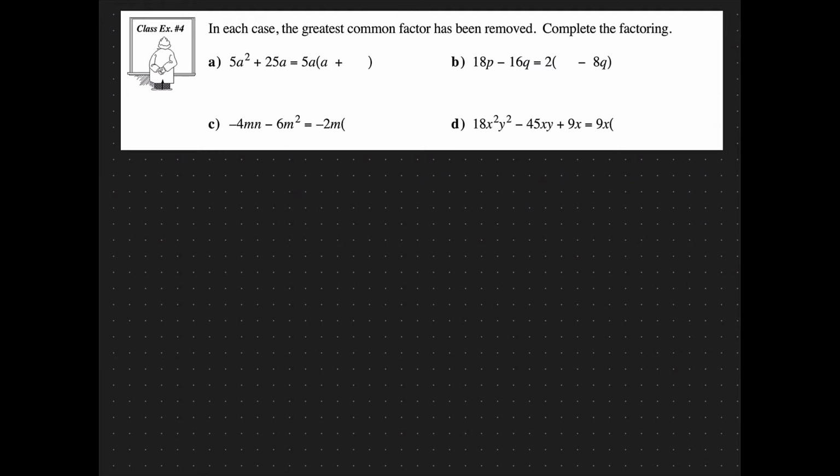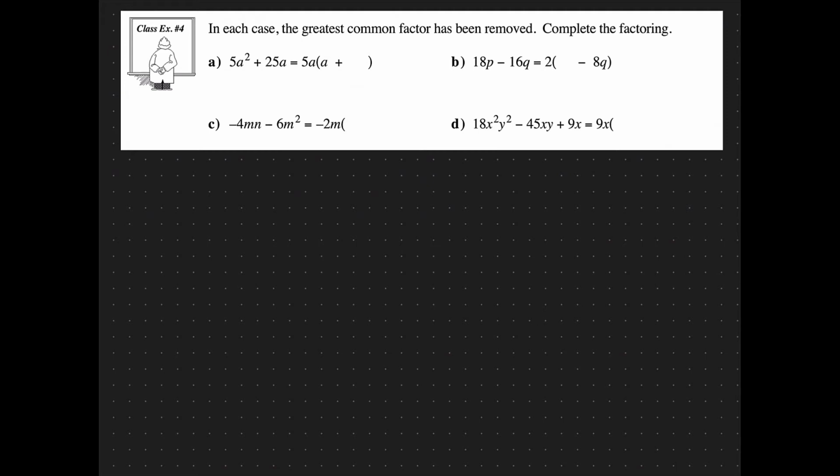Okay, class example 4. In each case, a greatest common factor has already been pulled out, and it says complete the factoring. So we started off with this binomial right here, and we've pulled out or factored out a 5a. So it says, well, there's at least an a left in here, and what else would go right here? Okay, so let's take a look at this and say, well, if I started with a 5a squared and I pulled out a 5a, I'm left with 5 divided by 5, which is 1, and a squared divided by a, which is a to the power of 1 right there, but I don't denote that 1.